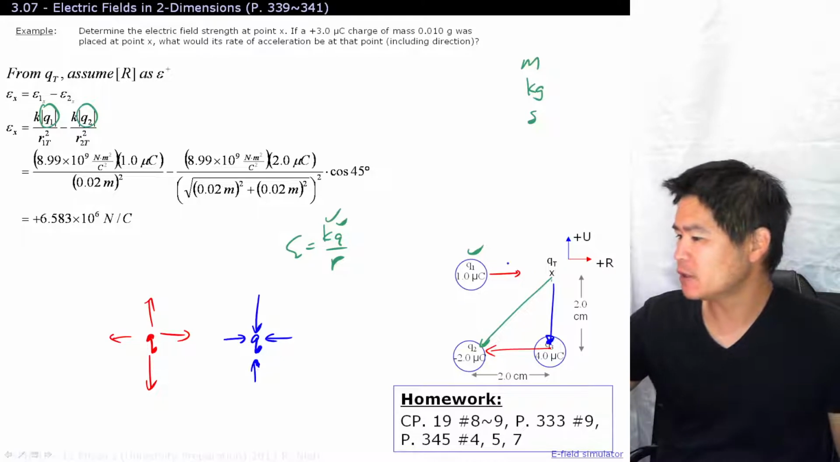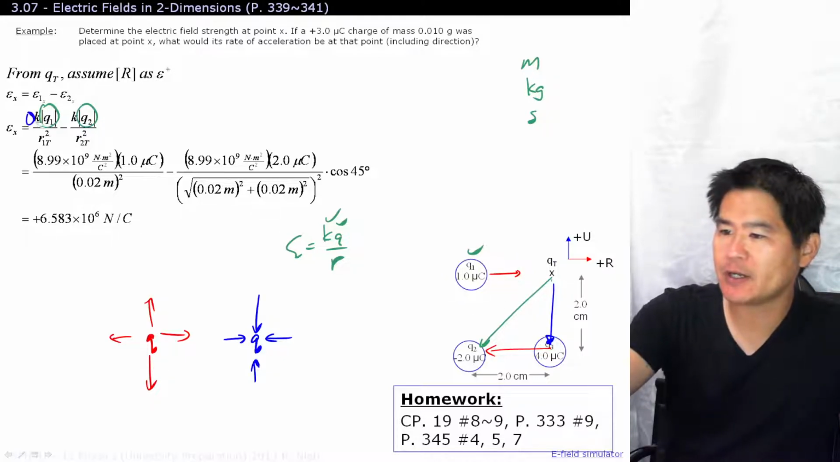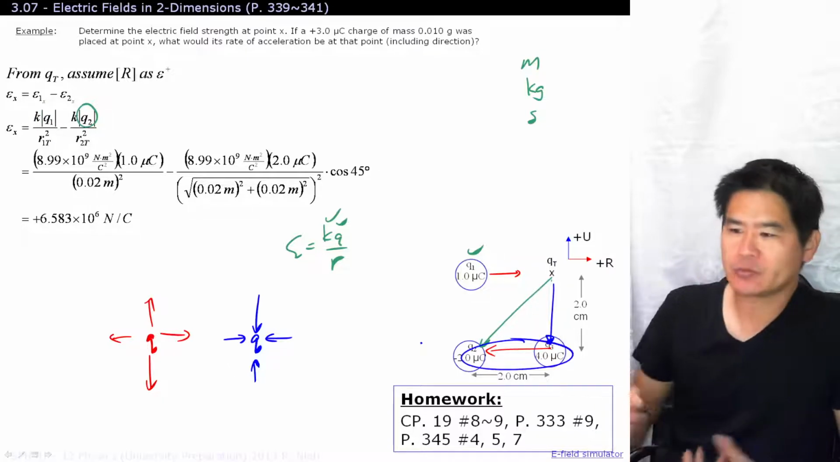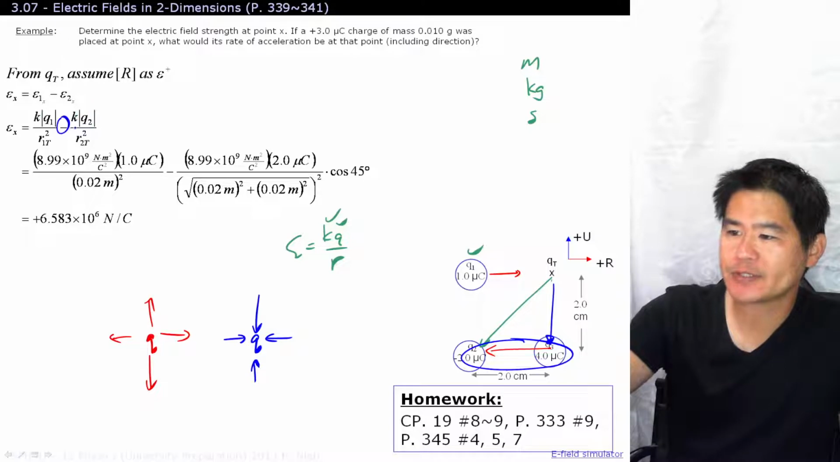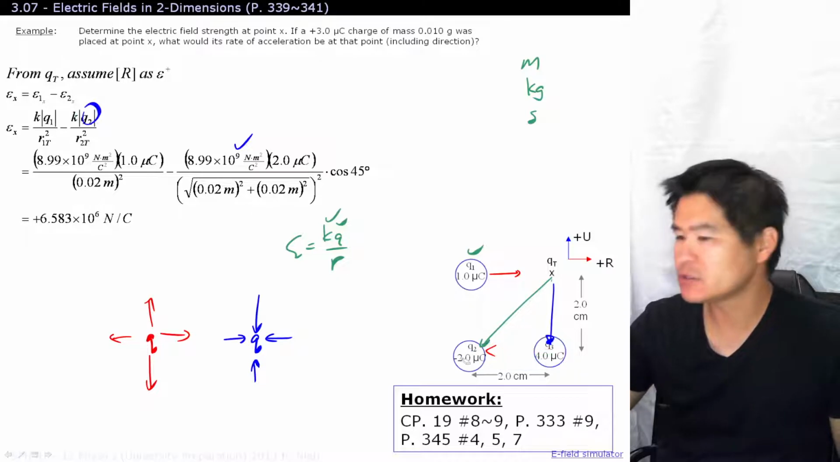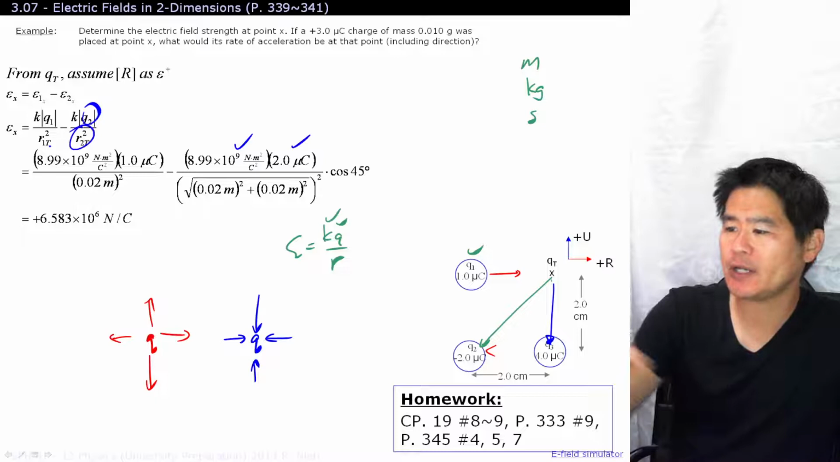Okay, so the first vector will be pointing towards the right. That's why it's kept as a positive value. And the second vector, if you look at the horizontal component, will be pointing towards the left, and that's why we have this minus sign here. Okay, so the value of K, not too bad. Q, we have it. It's 2 microcoulombs, and we're not going to worry about the minus sign. But the hard part is the radius.